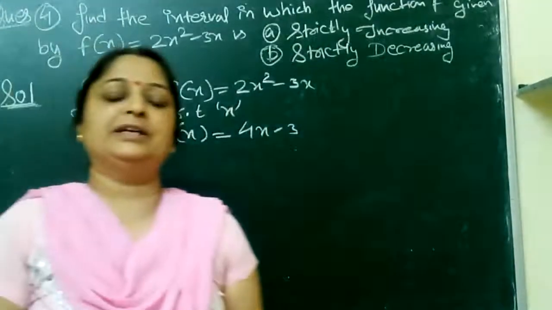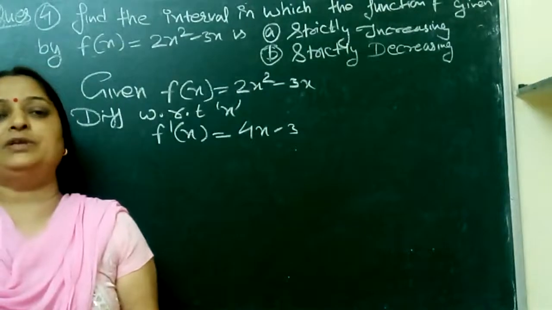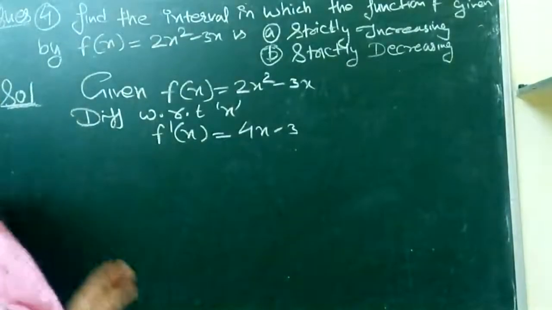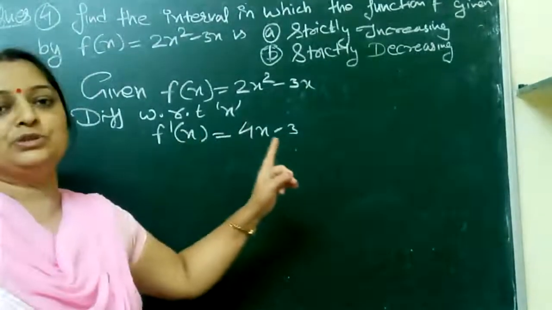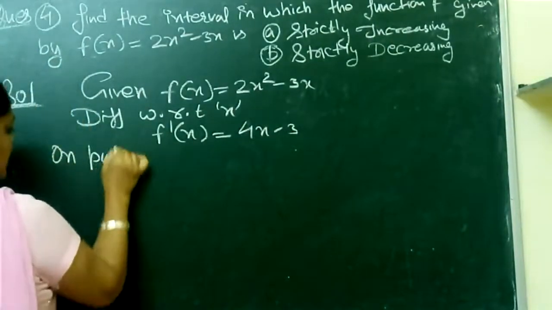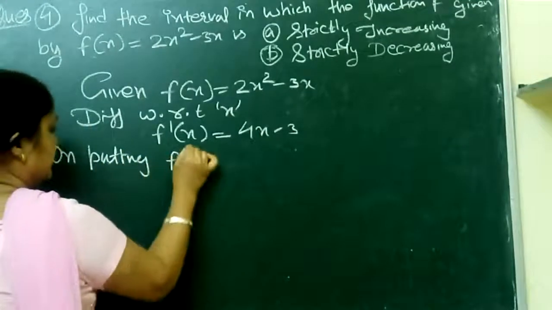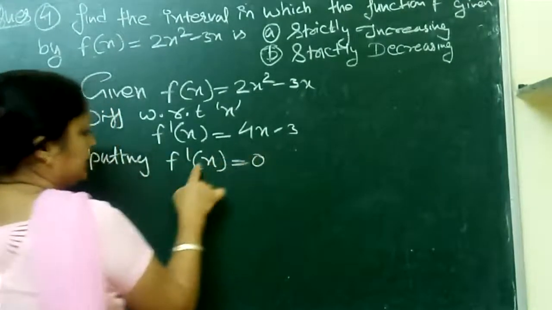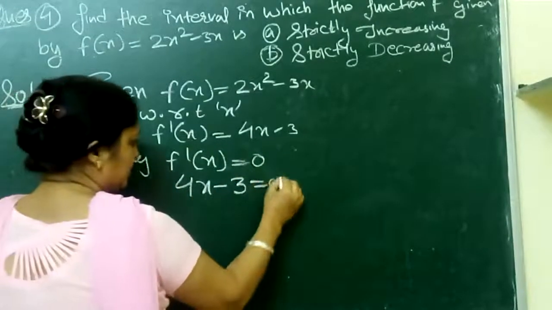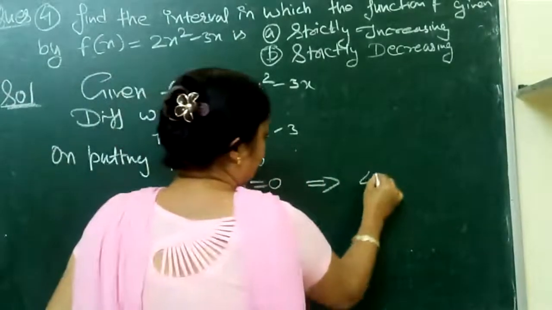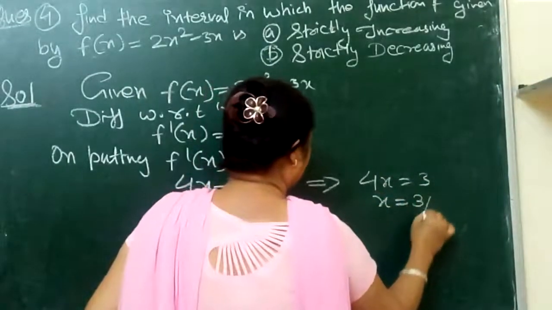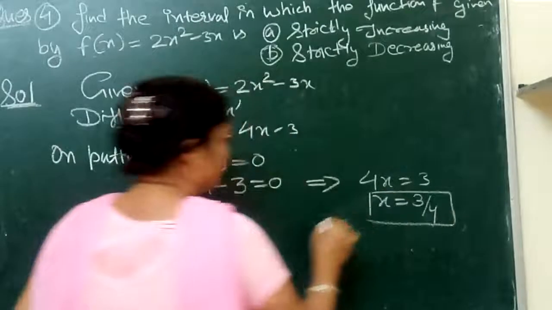After that you have to find out the interval. For the interval, put f dash x equal to 0, because if we put f dash x equal to 0, we can find the value of x. So on putting f dash x equal to 0, what will come here? 4x minus 3 is equal to 0. That implies 4x equal to 3 and the value of x is 3 by 4.